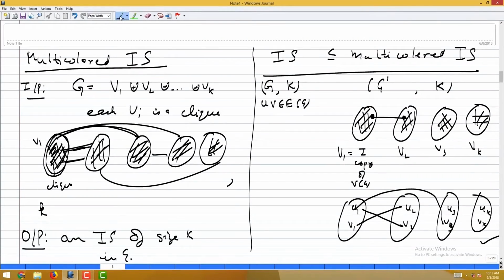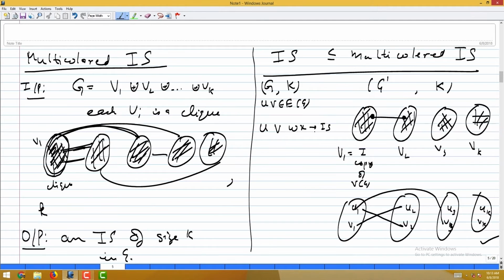Now we have to show that if there is an independent set in G, then there is a multicolored independent set in G prime, and if there is a multicolored independent set in G prime, then there is an independent set in G. Is it easy to see? Suppose I give you an independent set in G. Suppose it had vertices u, v, w and x.